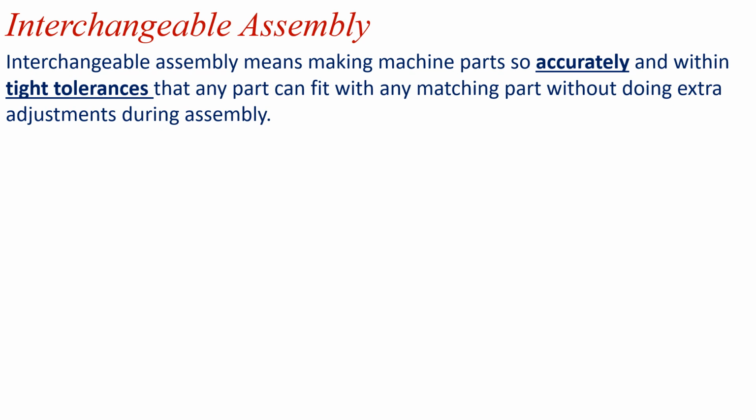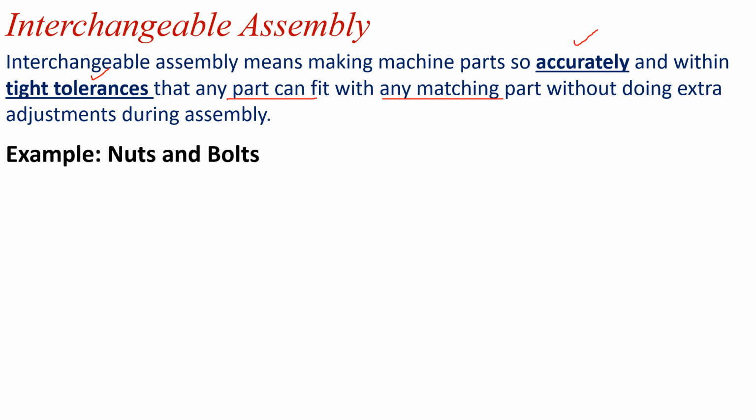Let's see the interchangeable assembly. Interchangeable assembly means making machine parts so accurately and within tight tolerances that any part can fit with any matching part without doing any extra adjustment during the assembly. Because of this accuracy and the tight tolerances, any part can fit with any matching part. So this is what we are calling the interchangeable assembly.